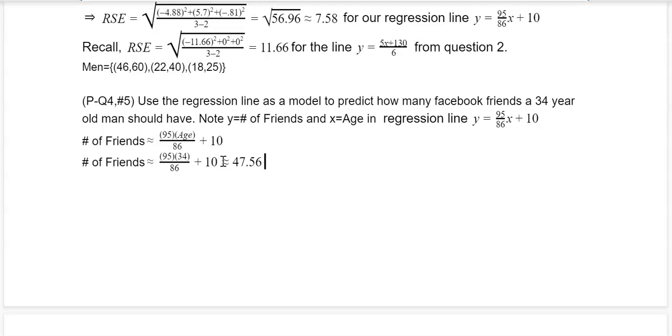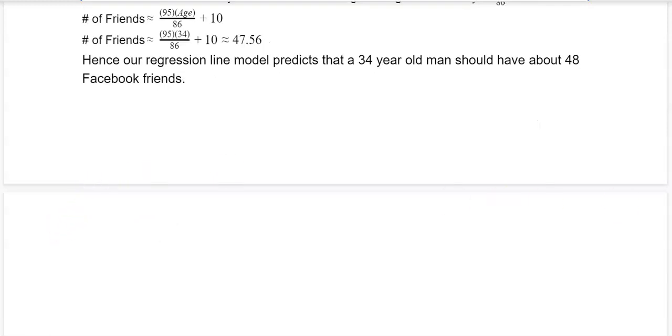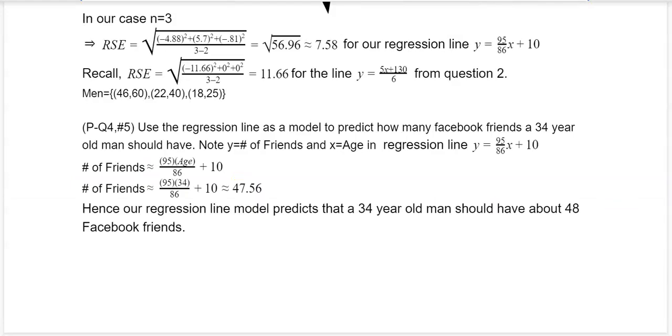Okay, so let's write our conclusion. Hence our regression line model predicts that a 34-year-old man should have about, you round this up to say, 48. So about 48 Facebook friends.